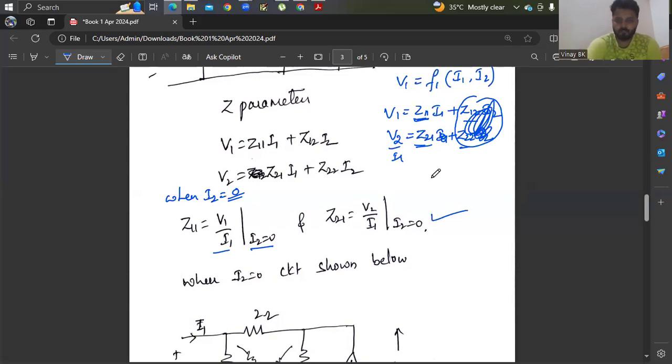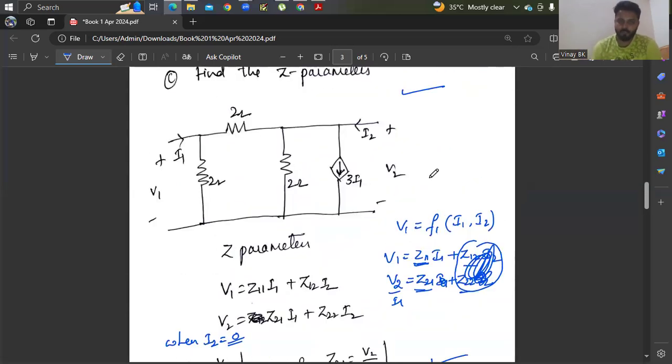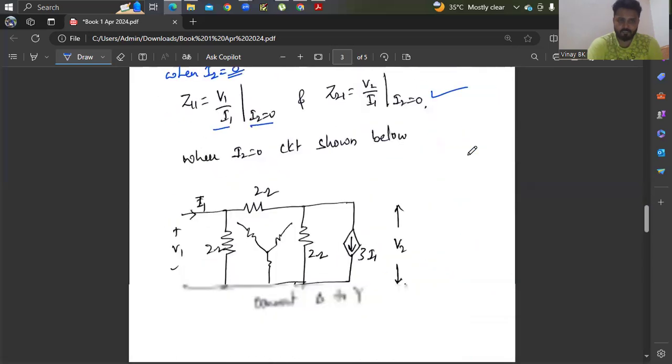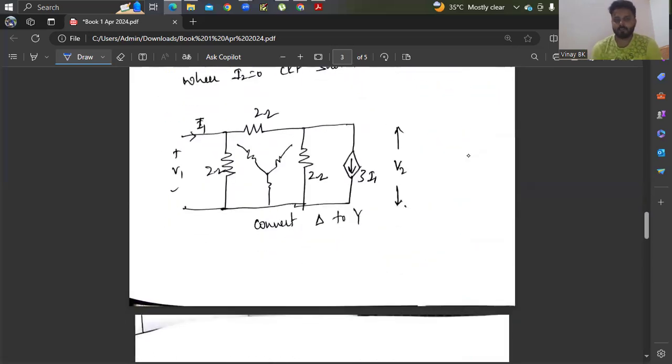Now when I2 equals 0, you need to draw the circuit. See here, the value of current I2 is 0, meaning there is no current flowing, but there is a voltage V2. Therefore, the circuit looks like this, with no current. I2 is 0 here. Current flowing here is 0. Then you need to write the equations for Z11 and Z21.